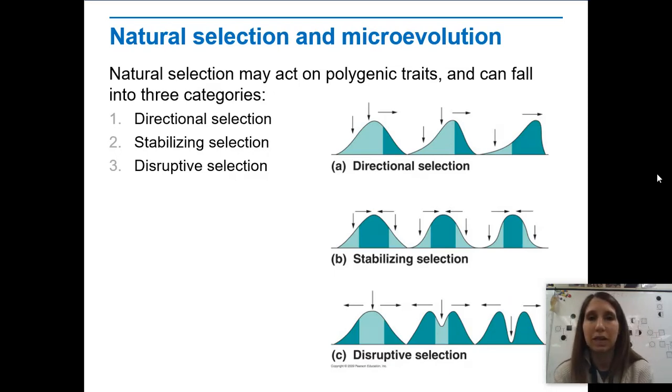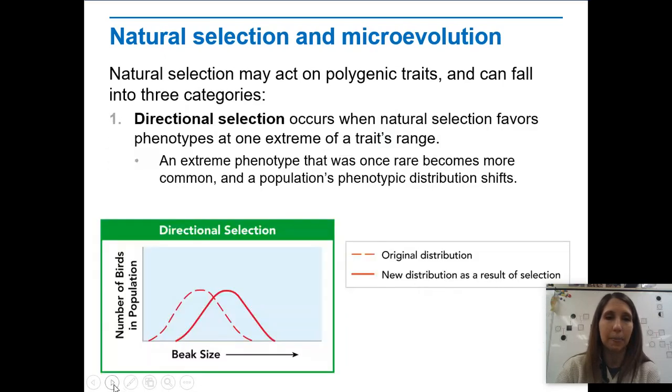But we have three different types of microevolution. We say that natural selection can act on these in three different manners. So you can have what we call directional selection, stabilizing selection, and disruptive selection. We're going to go through each one of these one at a time.